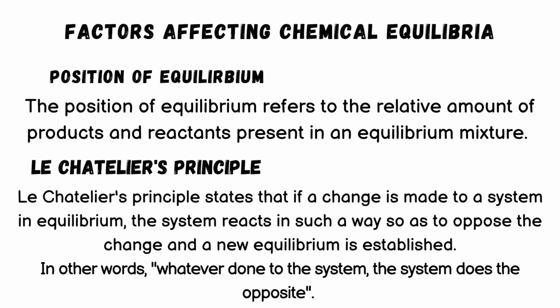Factors affecting chemical equilibria. Position of equilibrium. Position of equilibrium refers to the relative amount of products and reactants present in an equilibrium mixture. Le Chatelier's principle. Le Chatelier's principle states that if a change is made to a system in equilibrium, the system reacts in such a way as to oppose the change, and a new equilibrium is established. In other words, whatever is done to the system, the system does the opposite.